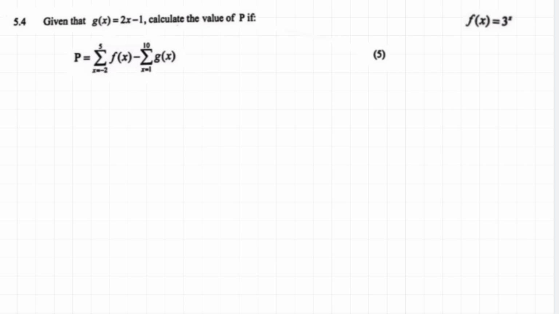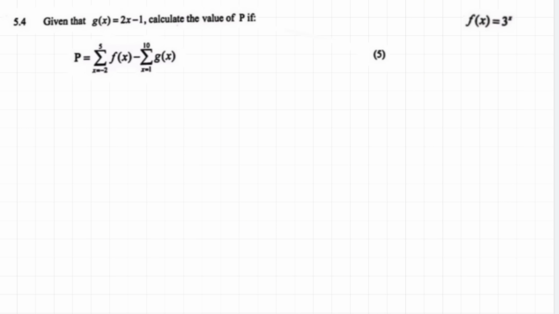To this question, this is one of my favorite questions. They say 5.4, given that g(x) is equal to 2^x, calculate the value of p if p is equal to all this nonsense that is here, trying to make sure that you don't get the total in this question, and it is worth 5 marks.